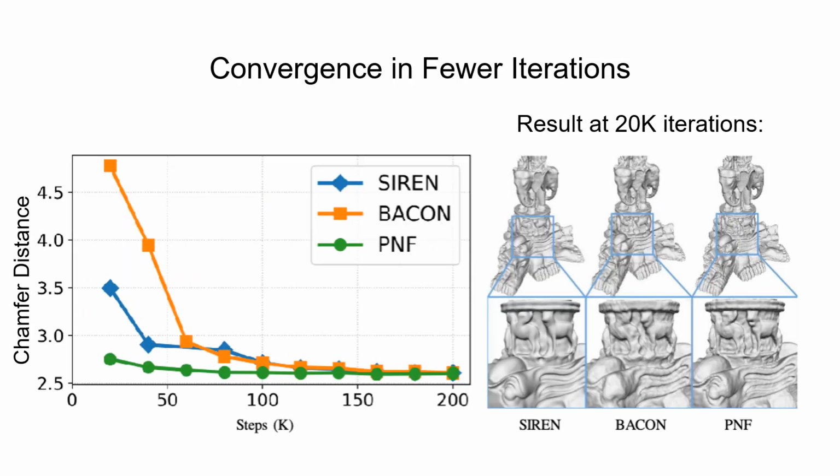In addition to being compact and expressive, we also observe that PNF is able to converge in few iterations. On the right, we show a visual comparison for 3D fitting of a thai statue with 20,000 steps. As we can see, our results capture much more of the details.